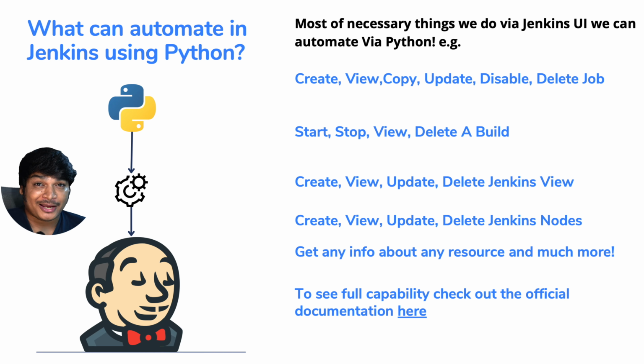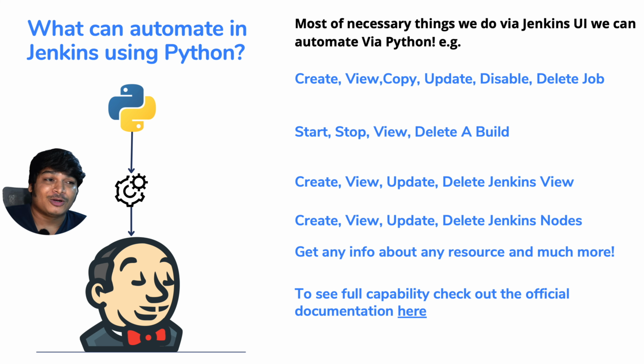Now let's continue. So what exactly can you automate in Jenkins using Python? That must be around your head, isn't it? Whatever you can do in the Jenkins UI, you can do the exact same stuff by the API. Of course, that's available for all of us. So basically, whatever necessary stuff you do in Jenkins, you can do here as well using Python. Now, what are the things? Create, view, copy, update, disable, delete any job, start, stop, view, delete any kind of build, create, view, update, delete any Jenkins view, create, view, update, delete any Jenkins nodes, get any info about any particular resource, and much more.